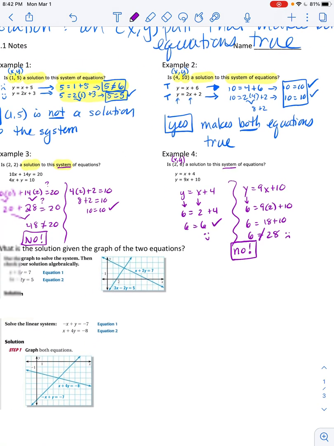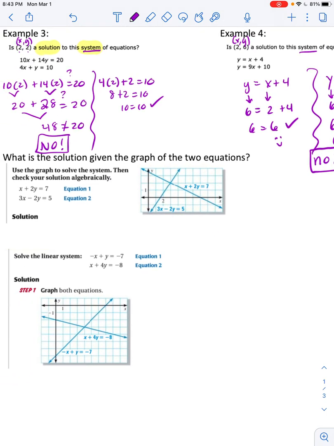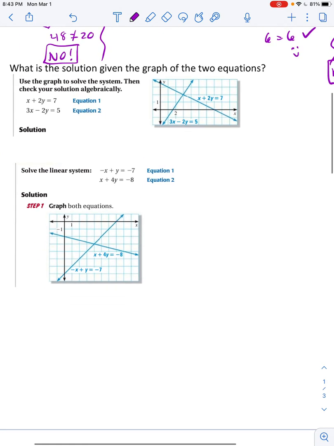So the point here in these first 4 examples is for you to get comfortable with the idea that a system of equations means you have more than one equation, more than one variable, and that in order to be a solution, both the x and the y values have to make both equations true. So that's how you test to see if a point is a solution. We'll actually spend most of chapter 7 learning how to find the solutions, not just saying, does this work? Does that work? Does this work? So we have to come up with some methods for how we're going to go ahead and find that.